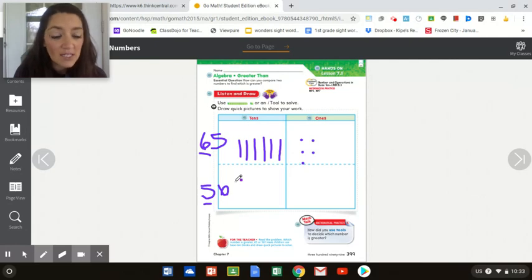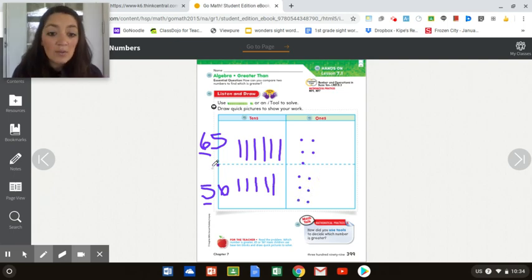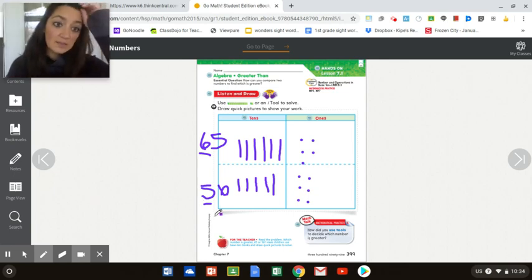Okay, now I'm going to go down here. How many tens are in 56? 5. 1, 2, 3, 4, 5. And how many ones? 6. So now, remember, when the tens places are different, we just have to look at the tens. It's almost like a shortcut. We don't need to look at the ones right here because the tens places are different.